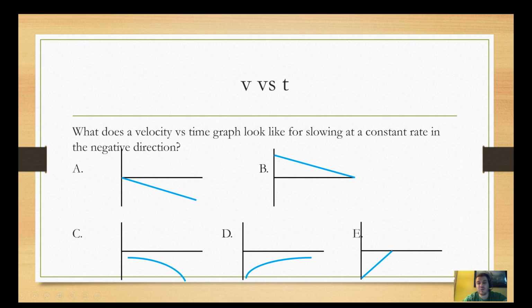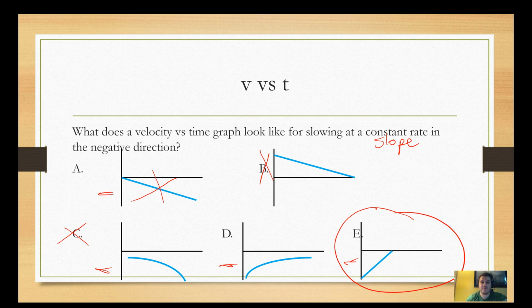Now we want one that is slowing at a constant rate in the negative direction. So this time we want to be moving in the negative direction. And so looking at these graphs, the ones that have negative direction would be A, C, D, and E. We can eliminate B. Now we need something showing a slowing down. So the value needs to become less negative. It needs to go towards 0. So that can't be A, can't be C. We're left with D and E. Constant rate means a constant slope. I'm looking for a constant slope, and the only one that has that is E.